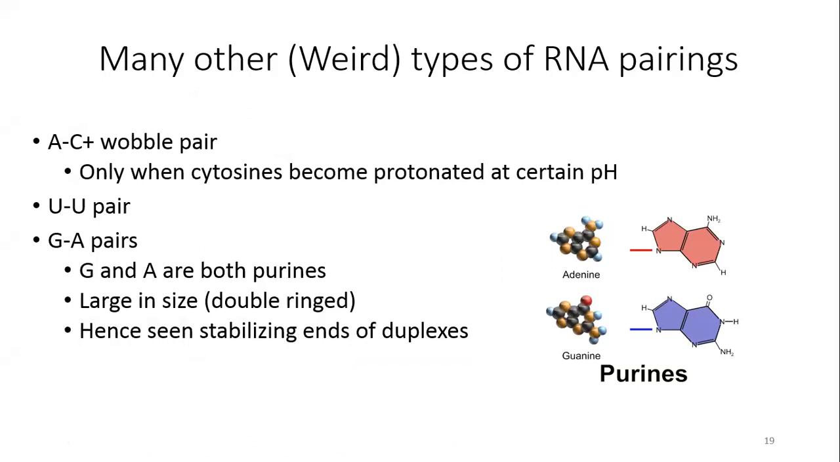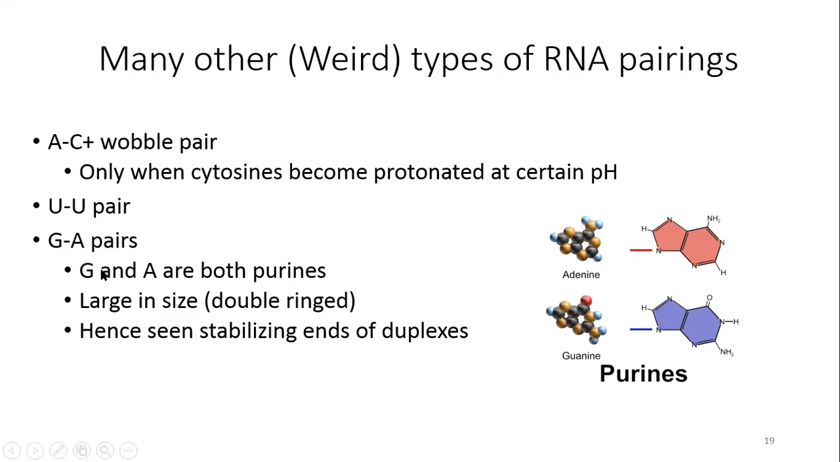Okay, so there is something called the A-C plus wobble pair, in which A can also pair with C, but this can only happen when the cytosines become protonated at certain pH. People have also documented that U can base pair with another uridine. Sometimes G is also found to be base pairing with A.